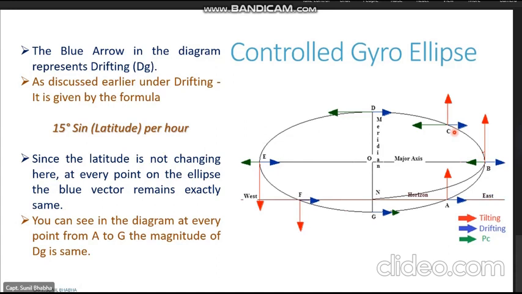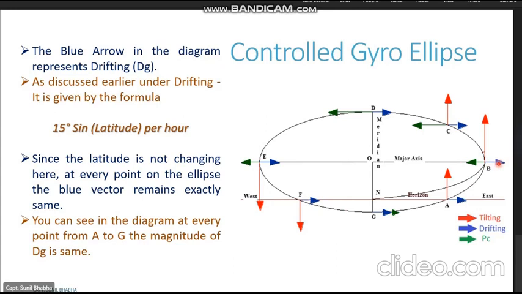Anywhere you go on the ellipse at any of the point, the value of drifting should not change, it should remain the same because there is no variable in the formula. 15 degrees sine of latitude and the latitude is not changing. This is the reason if you take your attention to any point, you have a look at point A, you can see the blue color drifting arrow. You take your attention to point B, you can see the blue color drifting arrow, and you will see that the drifting arrow remains exactly the same.